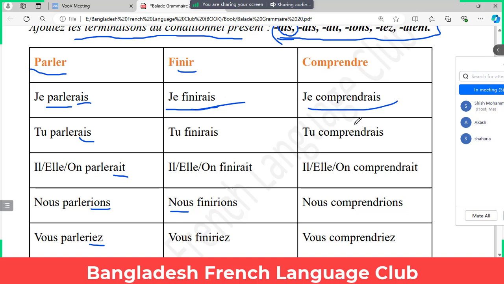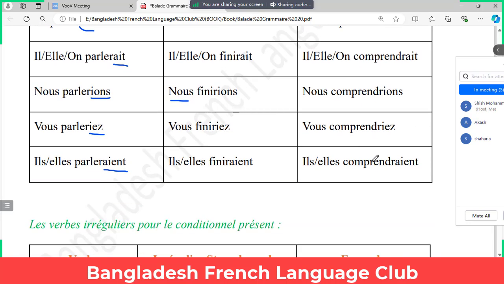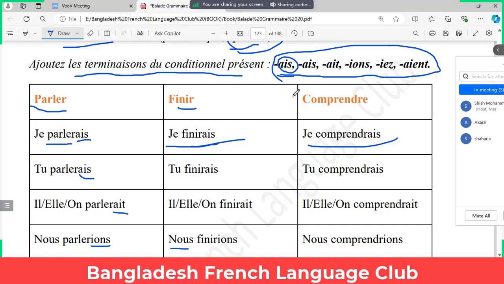Next one. Je comprendrai. Comprendre. Tu comprendrais, il, elle comprendrait, nous comprendrions, vous comprendriez. So comprendre means to understand, right? So je comprendrais means I would understand. Okay, so please remember this.